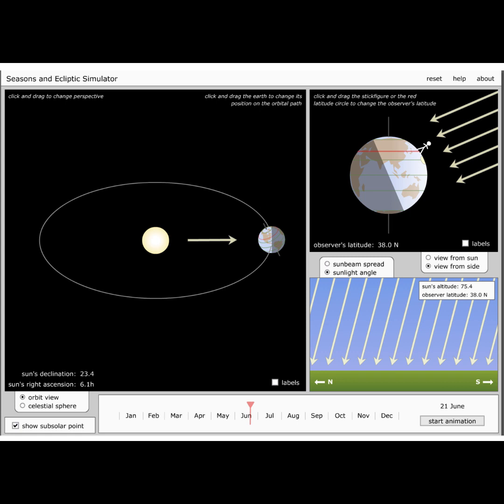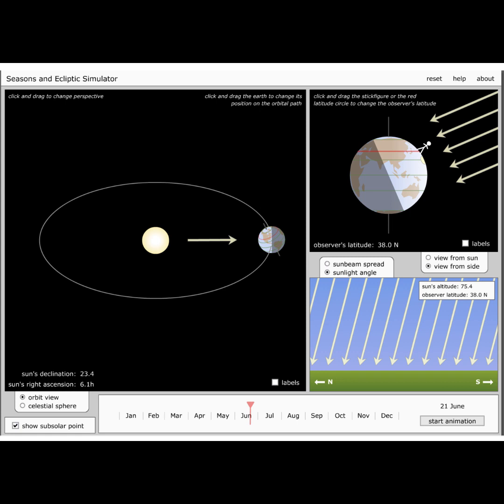The bottom right panel shows our view from Earth. The arrows represent the angle and intensity of the sun's rays. Since the arrows are nearly perpendicular to the ground, that means the sun is high in the sky, but not directly overhead. Since the arrowheads are closer together, the sunlight is more intense that day.